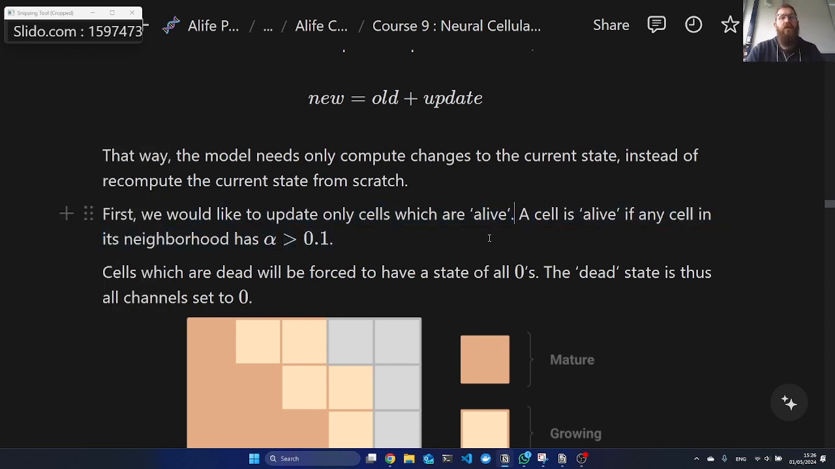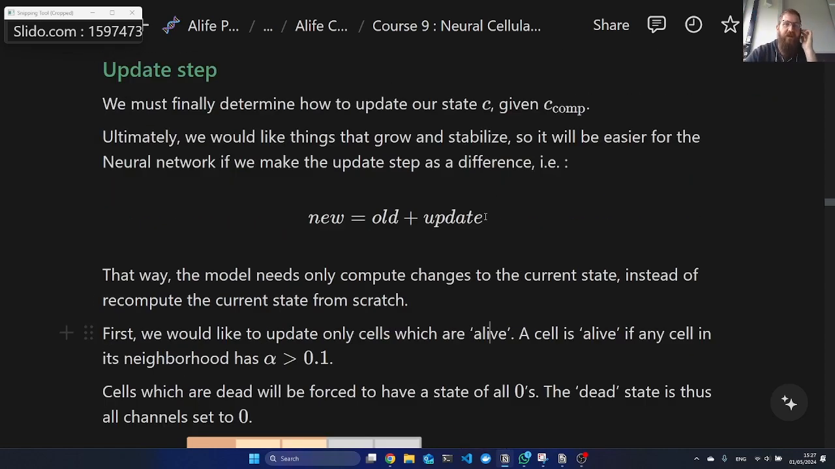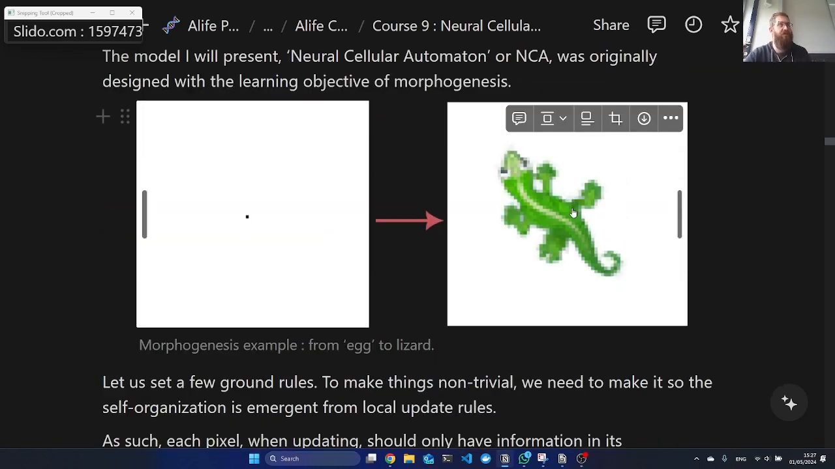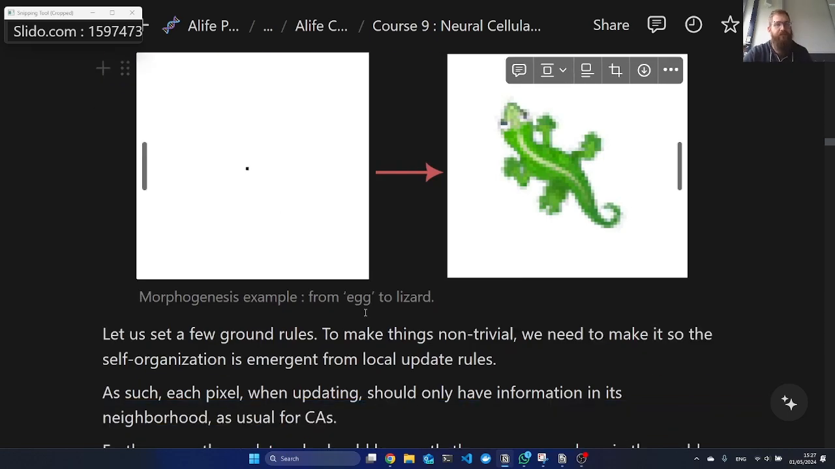So here we have another thing to introduce, which is that we would like to have a notion of alive and dead cells, right? We would like some cells to be alive, such that they do update their state, and some cells to be dead, to remain black. The reason for this is that we want to go from an egg to a lizard, but we would not like for these cells here, which are in the vacuum, to suddenly become alive and spawn the lizard. We would like the lizard to grow from this initial cell. And so we want to put the notion that the middle cell is alive and the others are dead.